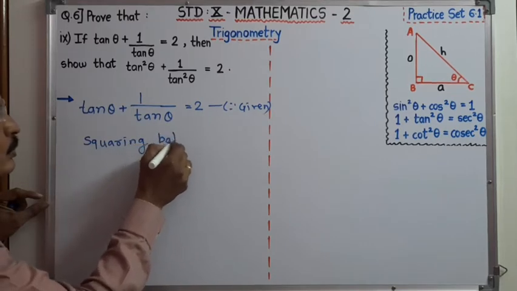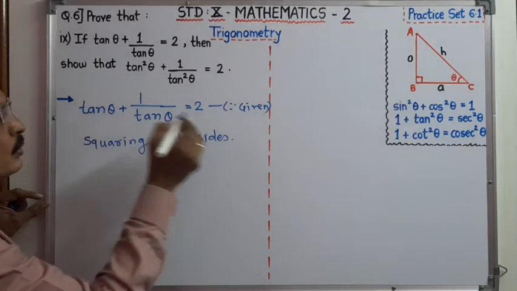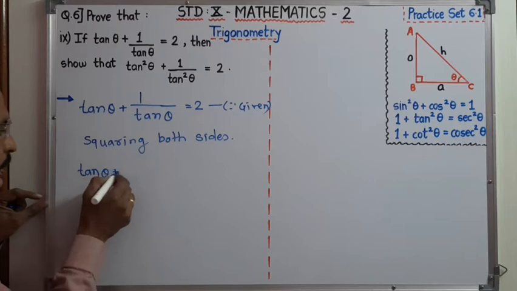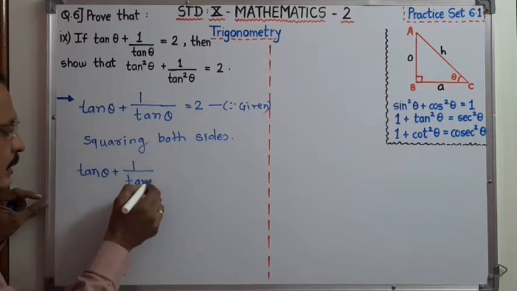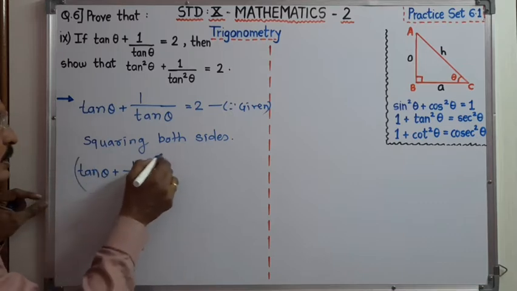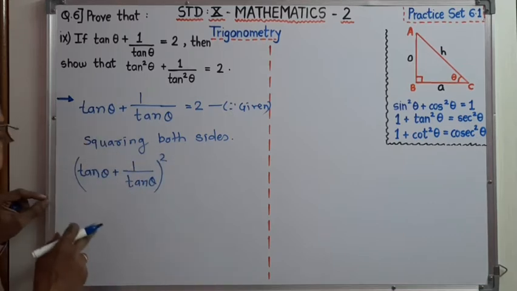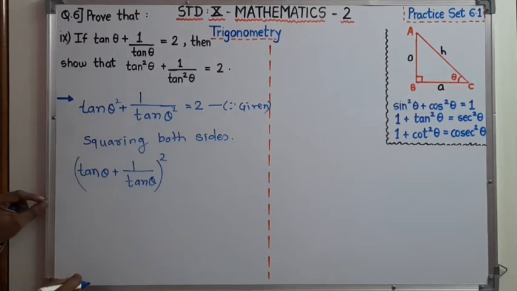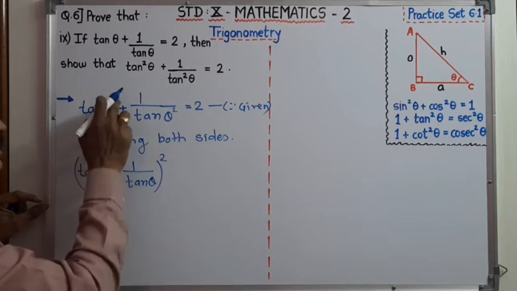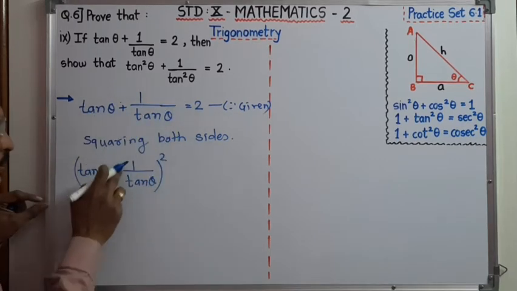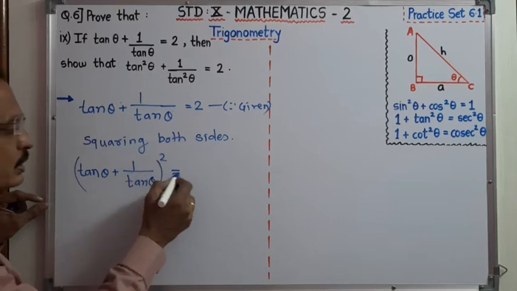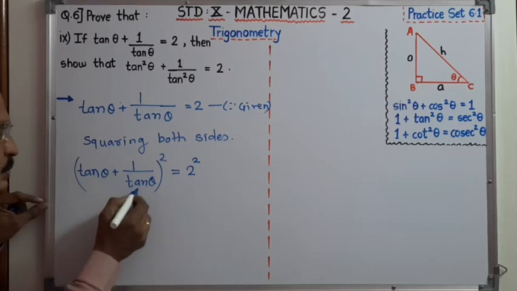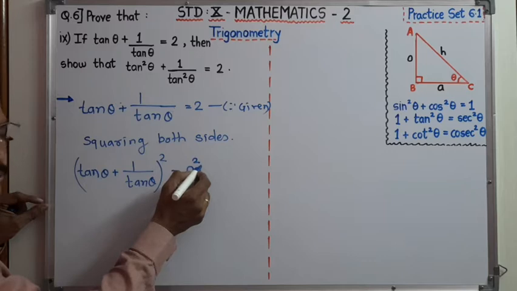Squaring both sides, we get here, see dear student, (tan theta plus 1 upon tan theta) bracket square. Got it, dear students? See, it is an important one. If you write directly tan square theta plus 1 upon tan square theta, then it will be wrong. Got it? We have to make the square. Therefore, we have to write (tan theta plus 1 upon tan theta) bracket square is equal to 2 square, that is square of 2.